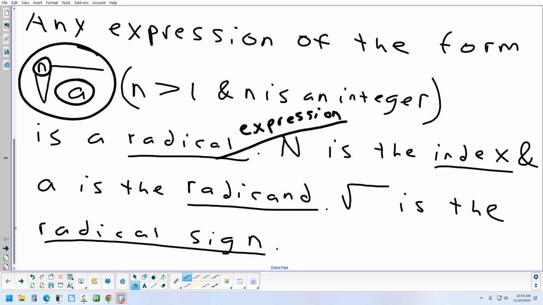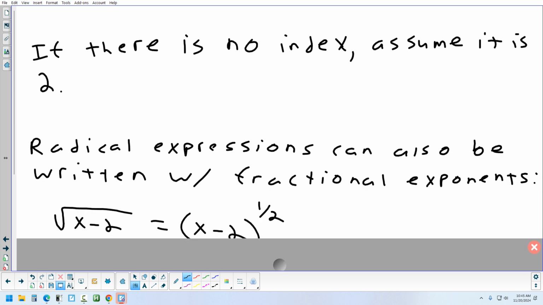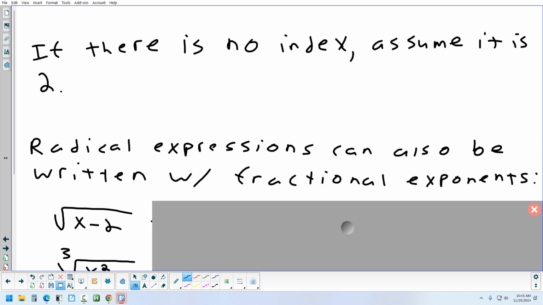like that. Now, when you put a radical like that, there is no index written. What did we say the index is if you don't write it? 2. Yep. So if there's no index, we always assume that it's a 2. All right. And that's pretty much where we left off.